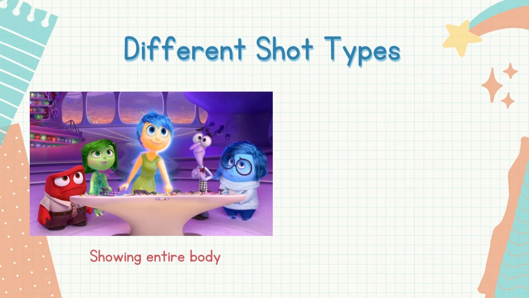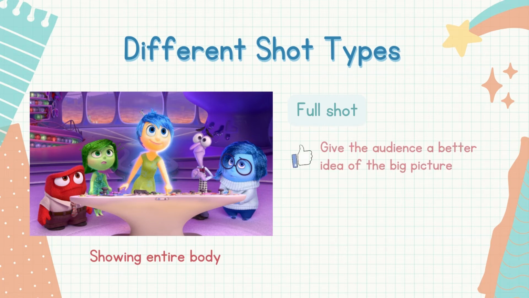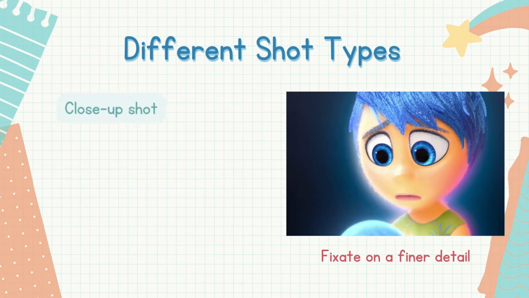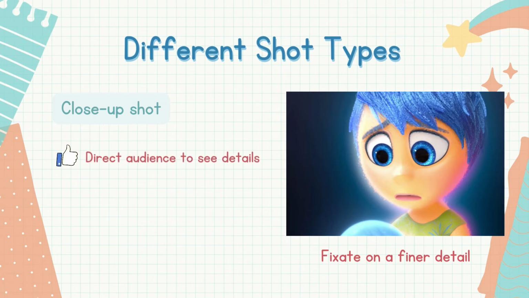For example, in a full shot, also known as a wide shot, we can see the characters within the surrounding environment. This type of shot tends to give the audience a relatively better idea of the big picture or scene setting. On the other hand, in a close-up shot, which normally shows only one specific detail or object, we can essentially direct our audience to see details that may have otherwise gone unnoticed. If we close up on our character's face, we can also accentuate the emotions that the character is experiencing.